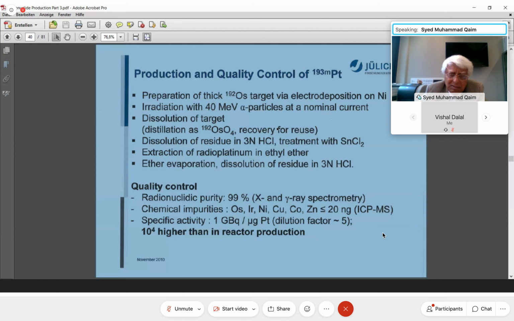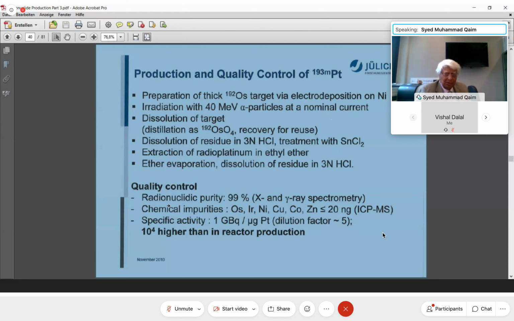This is taken out. You first dissolve it, and osmium is volatile, so it is taken out, and you can reuse it. And the solution which you have, you put with tin chloride, then with tin you reduce the radioplatinum, and you can extract into ether. So reduction with tin chloride and solvent extraction with ether, remove the ether, and in 3N HCl, you have platinum-193m.